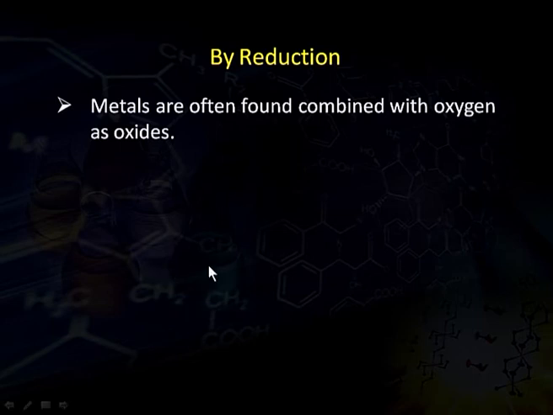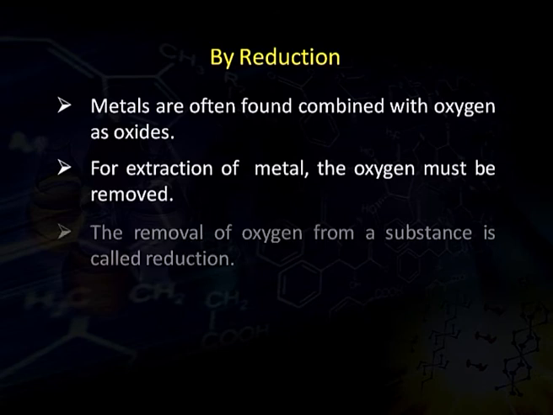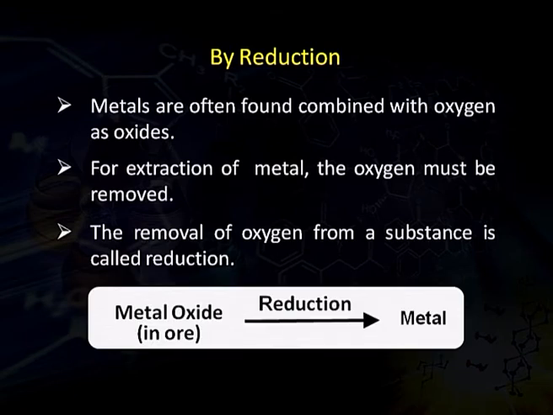Let us see how reduction is utilized for extraction of metal. Metals are often found in a combined state with oxygen in the form of oxide. For extraction of metal, the oxygen must be removed. The removal of oxygen from a substance is known as the process of reduction. Thus, by utilizing the process of reduction, the metal is extracted from its ore form, where it is combined with oxygen as the metal oxide.